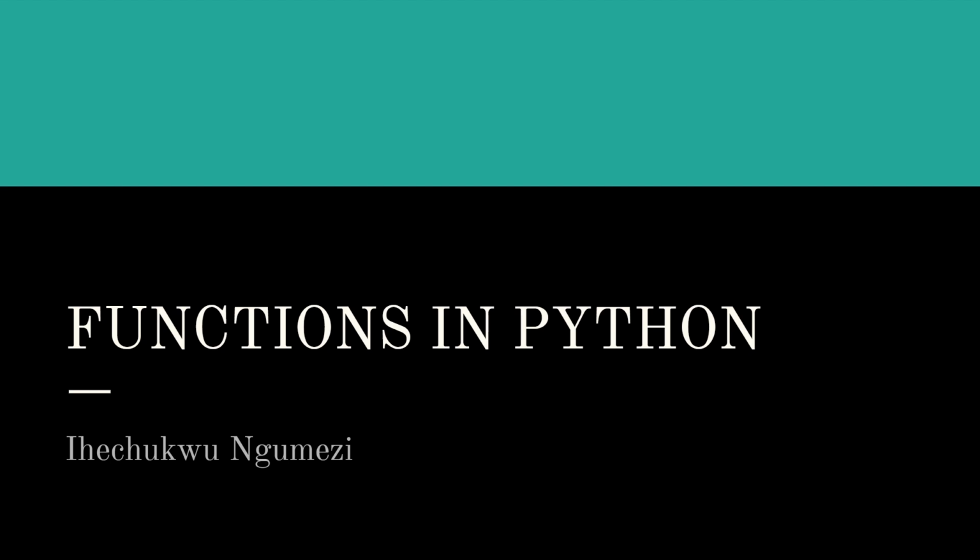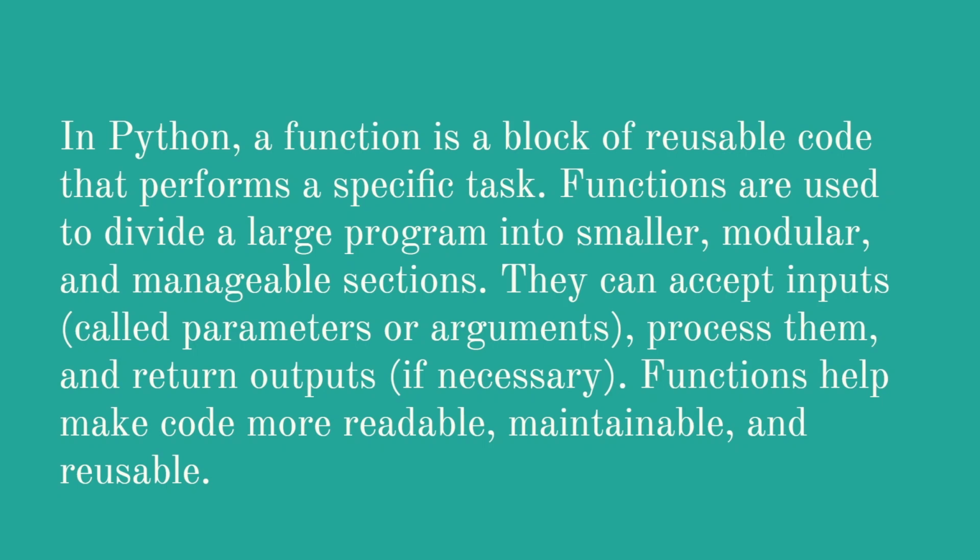So let's kickstart. In Python, a function is a block of reusable code that performs a specific task. Functions are used to divide a large program into smaller, modular, and manageable sections. They can accept inputs called parameters. Those inputs, when they are coming from the function call, are called arguments. Then they process them and return outputs if necessary.